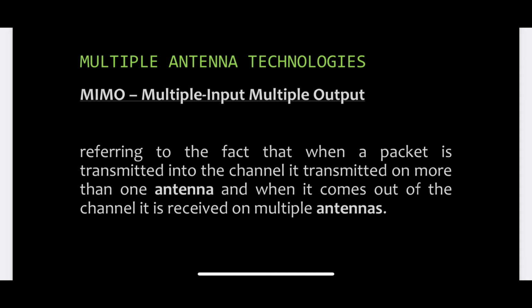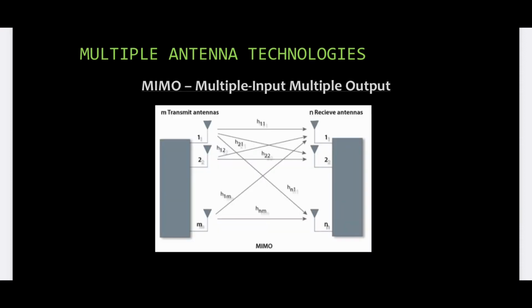By the way, "in" is referring to the transmit function, in the multiple in, multiple out, and the single in, single out, single in, multiple out. So the "in" is referring to the transmit function. Here's a simple representation of MIMO, the multiple input, multiple output. As you can see, there are many antennas at the receiver and at the transmitter.